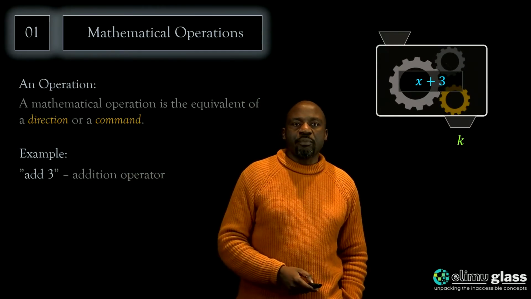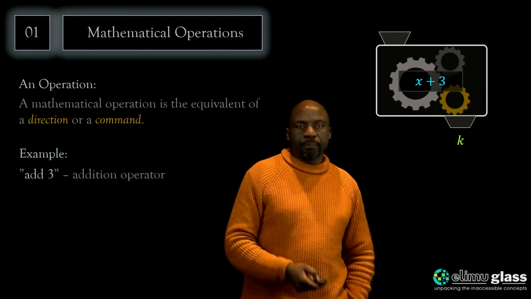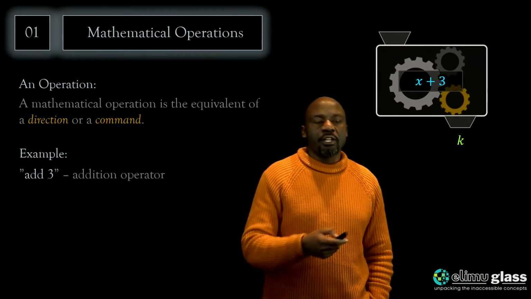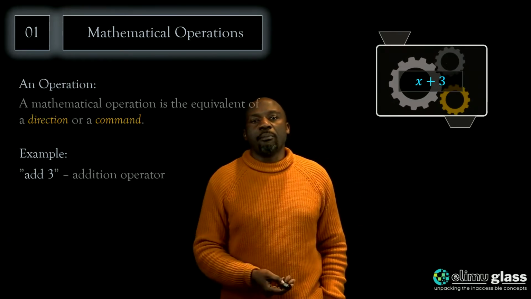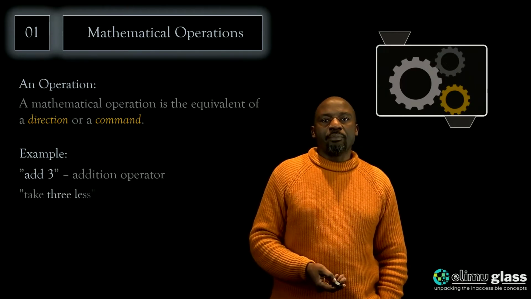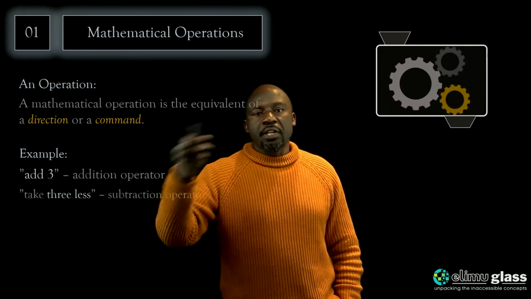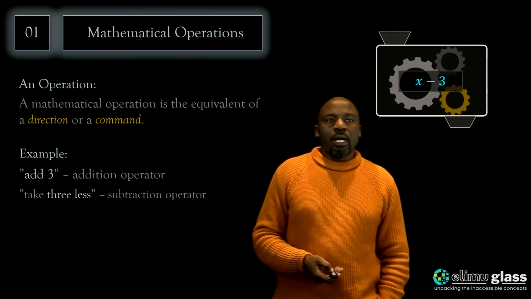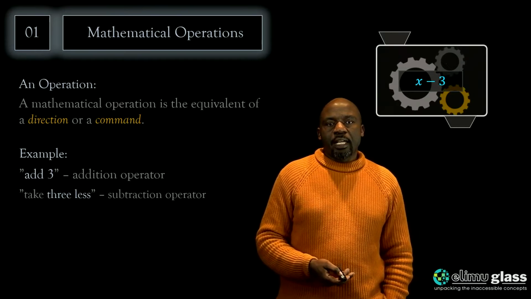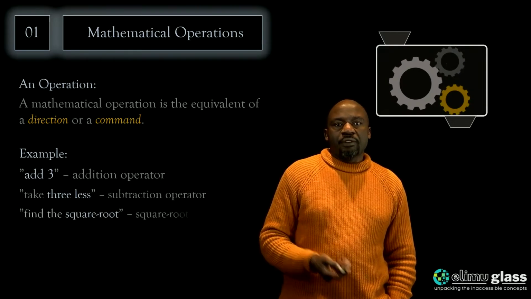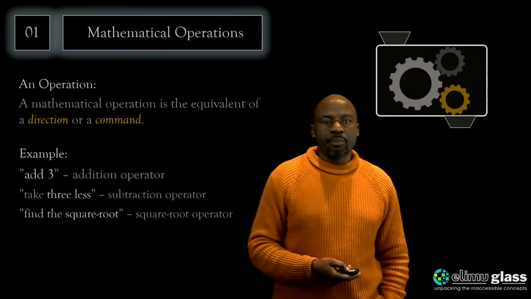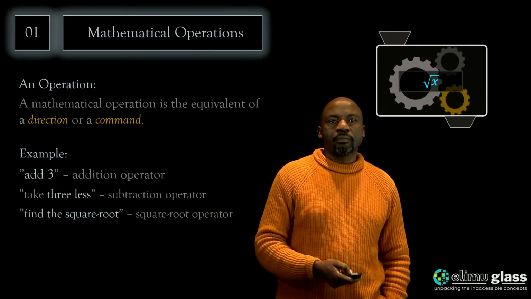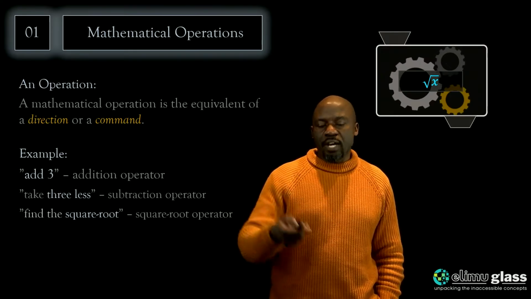So this is what we might mean by a mathematical operation: a command that tells us to do something to an input in order to get an output. Other commands that we might use might be things like take 3 less, which would be the equivalent of a subtraction operator, and that is represented like that. It could be something like find the square root of, and that would be the square root operator. That would be expressed as the square root of x. So we find the square root of some variable x.